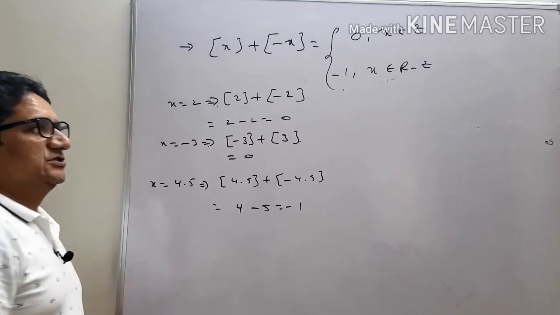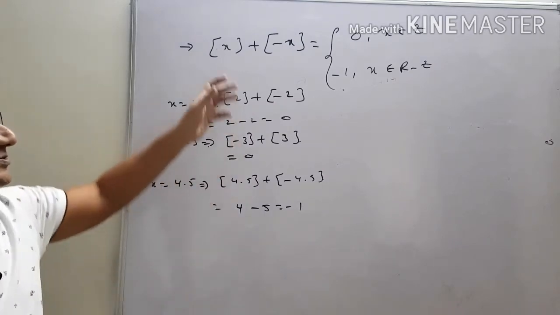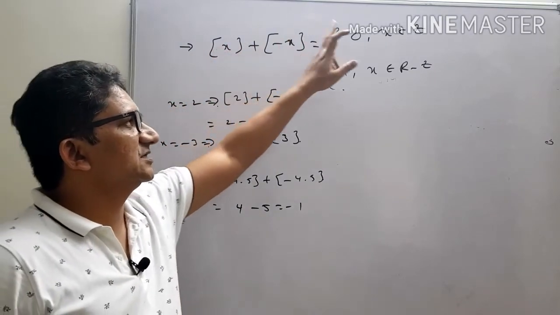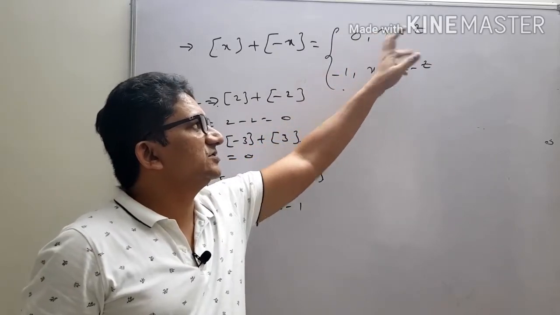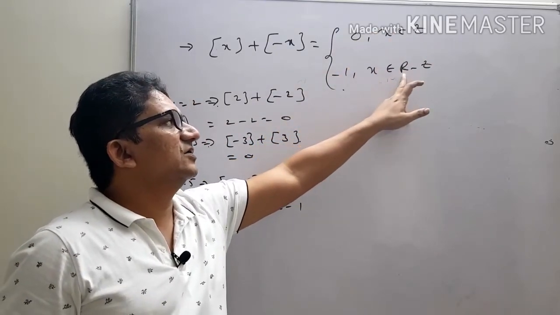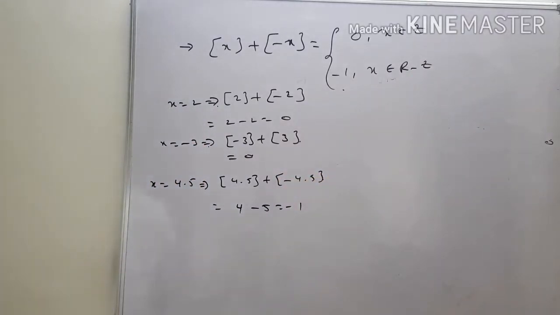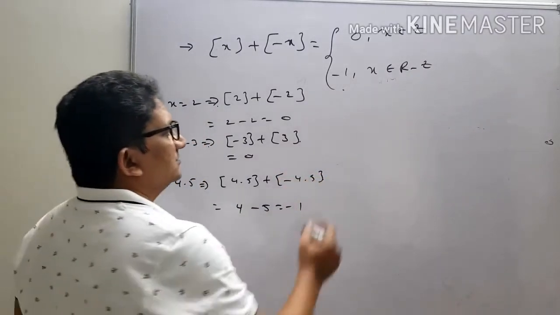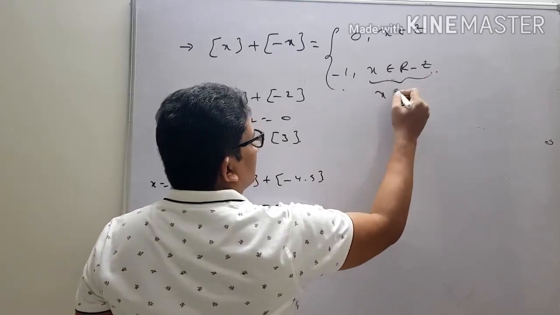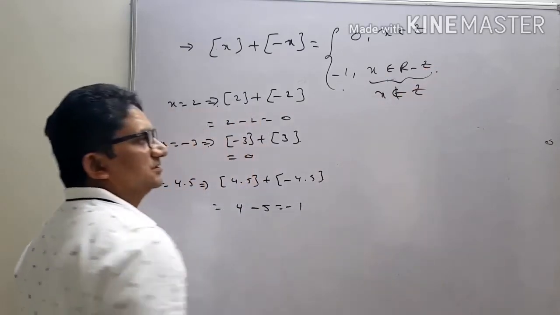R minus Z. So two things are possible: step x plus step of minus x will be 0 if x belongs to Z, and minus 1 if x is a real number other than an integer. Or simply we can write it like this: x does not belong to the integers.